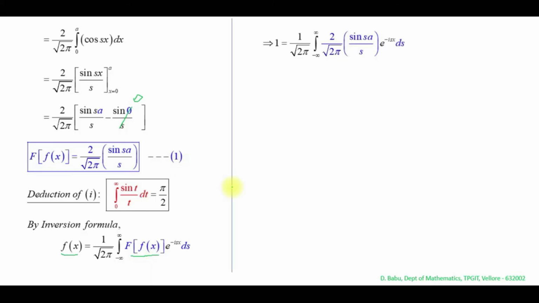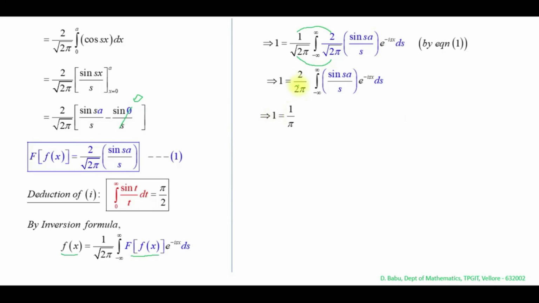So 1 equals 1 divided by square root of 2 pi, integration from minus infinity to plus infinity of 2 divided by square root of 2 pi, sin s divided by s, e power minus isx ds. This implies 1 equals, so 2 into 1 is 2, over square root of 2 pi into square root of 2 pi, integral from minus infinity to plus infinity of sin s divided by s into e power minus isx dx.